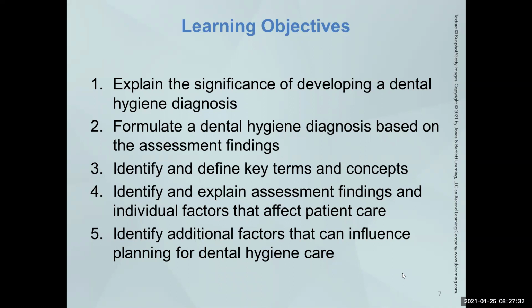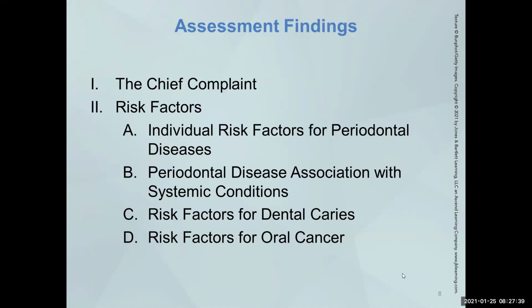And what we're going to do is identify any additional factors that can influence the planning for our dental hygiene care. Now, our dental hygiene diagnosis deals with what we can manage in the dental chair. Okay, what is our scope of practice and what can we handle? So for assessment findings, we're always writing down what's the chief complaint, and that is part of the template. What is your CC, your chief complaint, or CO, complains of?